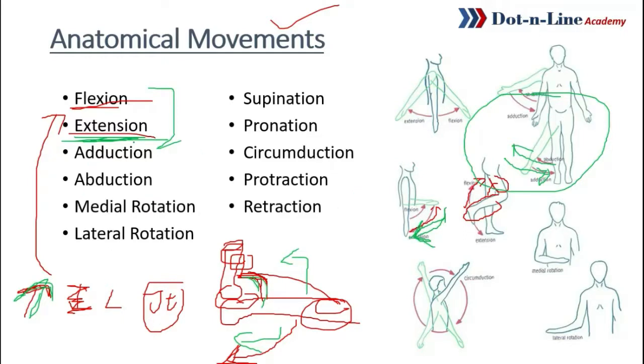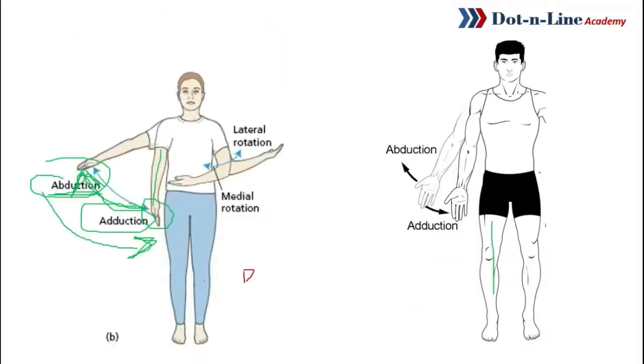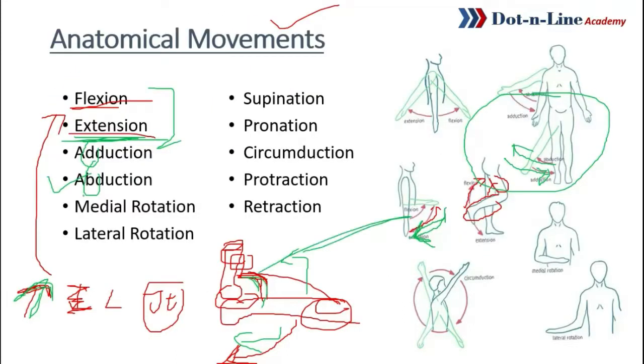Ab, B. The B comes prior to D, right? So to do the adduction, we must do the abduction first. Remember this. This is how you can remember it. So to bring that hand back towards your body, you must make that hand go away from your body, right? So to make that hand go away from your body, you have to do it first. So B comes first.